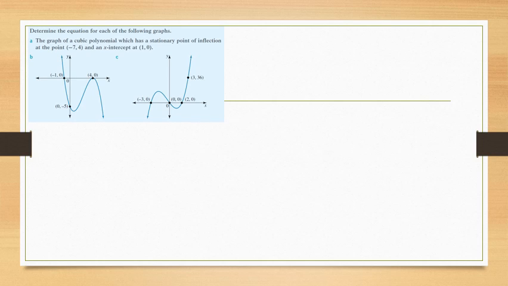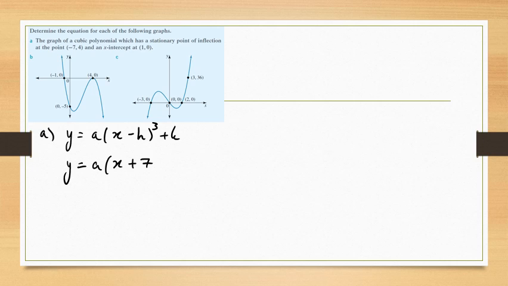So let's just see how this works. Determine the equation of the following. So A, the graph of a cubic polynomial which has a stationary point of inflection at the point (-7, 4), and an x-intercept at (1, 0). Now, because we're only given one x-intercept, we can't use the intercept form. So we have to use the stationary point of inflection. Generally, whenever you see it, you should just use that one. And then substitute your values in.